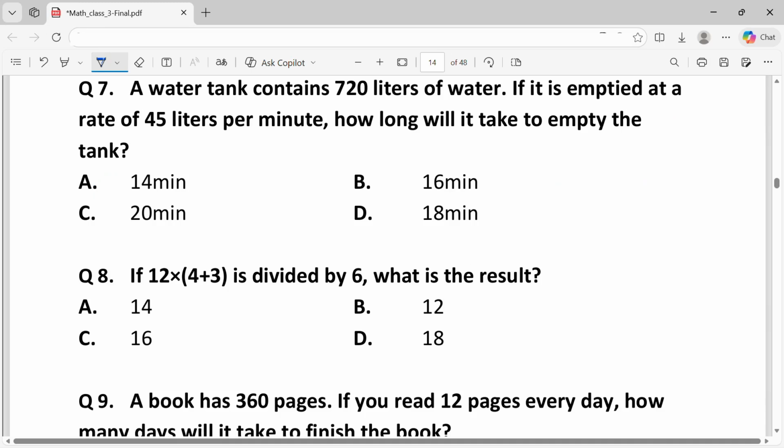Question 7. A water tank contains 720 liters of water. If it is emptied at a rate of 45 liters per minute, how long will it take to empty the tank? The time taken will be the total amount of water, that is 720, upon the rate at which the water is being emptied, that is upon 45, which is equal to 16. That is option B, 16 minutes.